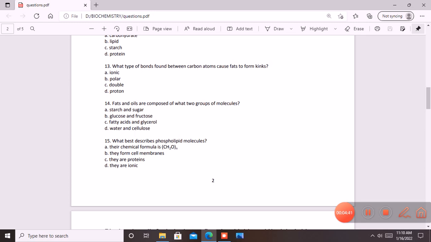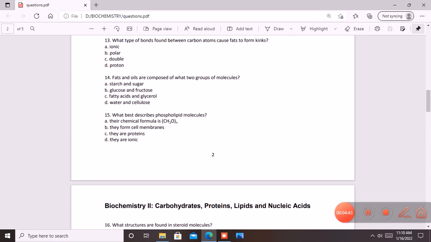Question 14. Fats and oils are composed of two groups of molecules. The monomers of fat and oil polymers are fatty acids and glycerol. So question 14, the answer is C.